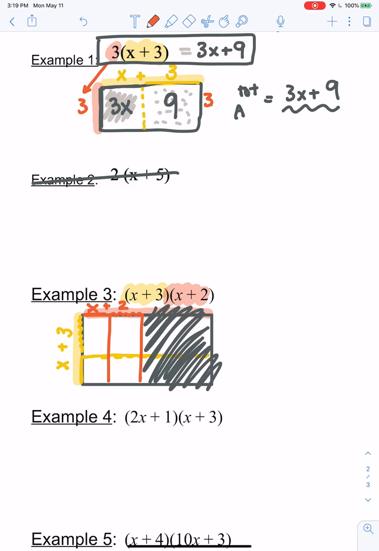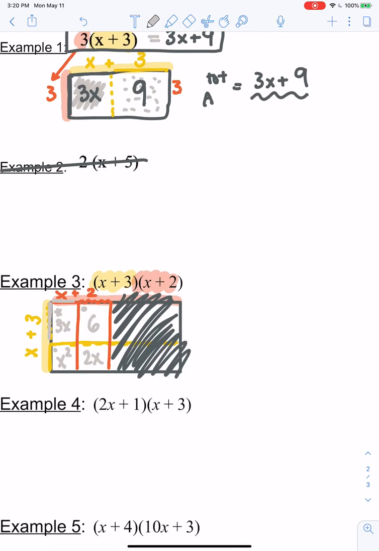So now the next part is to find the area of each piece of this rectangle by doing base times height. So in this box here, we have x times 3, which is 3x. In this next box here, we have 2 times 3, that's 6. In the bottom left box, we have x times x, that's x squared. And in the last box, we have x times 2, which is 2x. So again, to get the total area of what this expression is equal to, we're going to add this up. So we have 3x plus 6 plus x squared plus 2x.